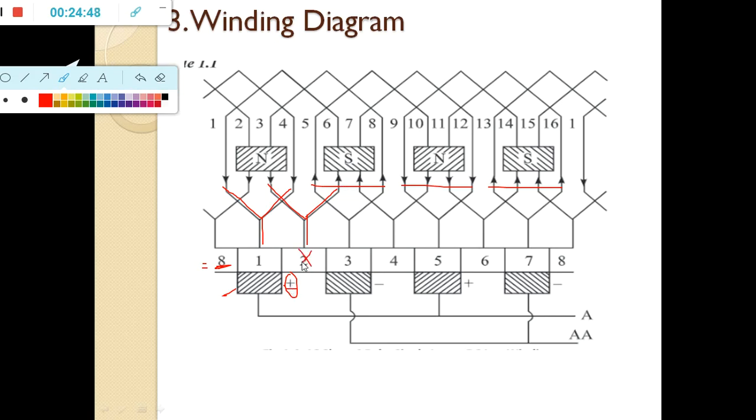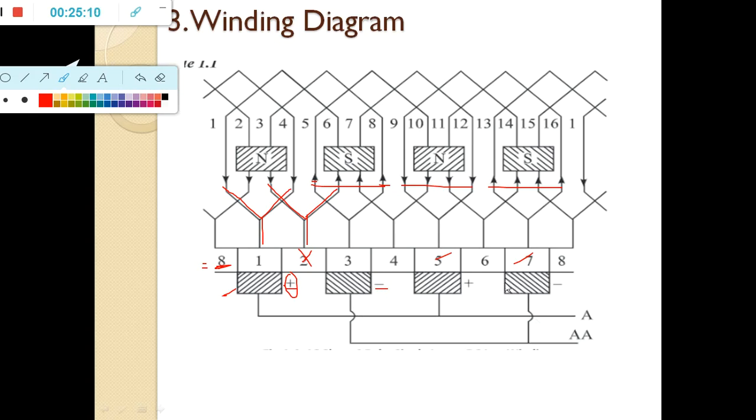Next, commutator 3. Again go for conductor 5 and then conductor 8. Both are in the same direction but moving away from the commutator. That's why it is negative. So likewise this is also, and this also, positive and then positive, and negative and then negative. This is your winding diagram.